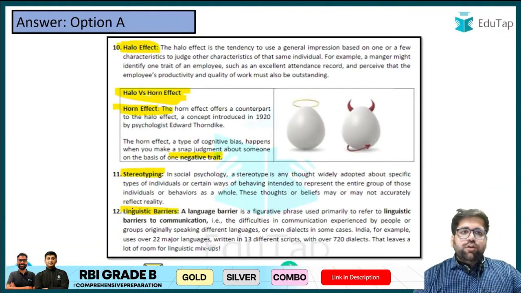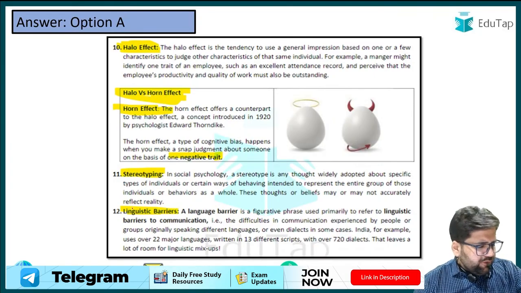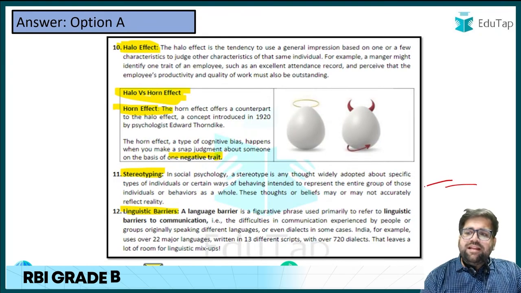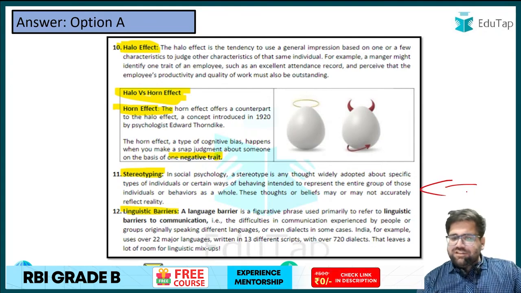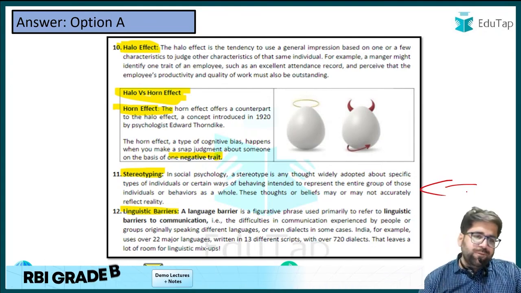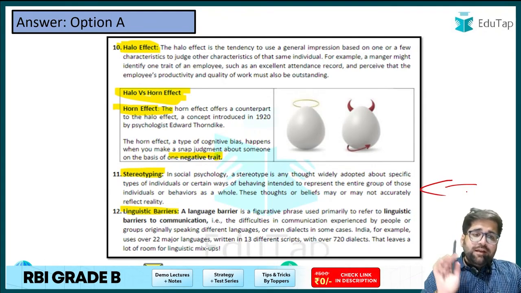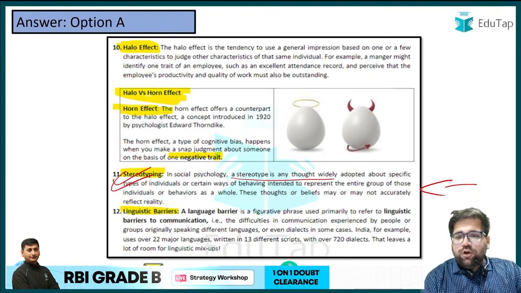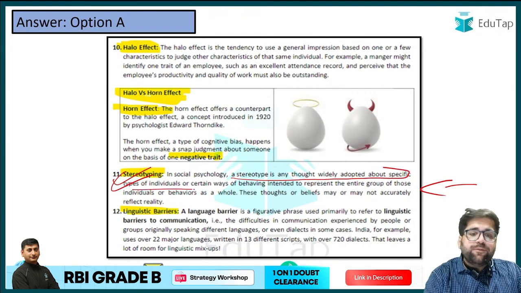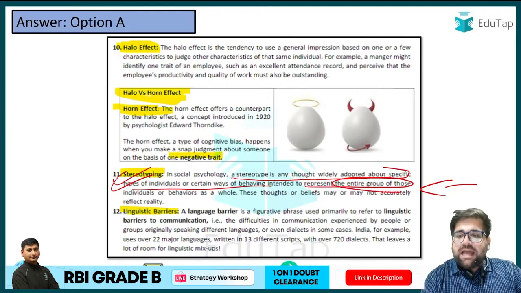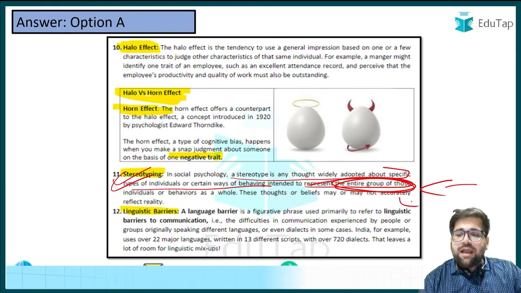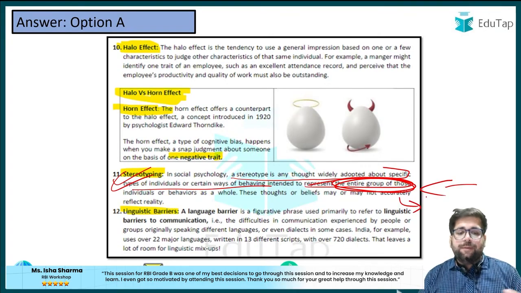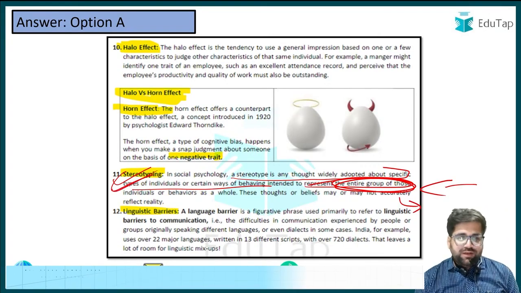Again, the correct answer is option A. I can see that maximum of you have given the right answer. So kudos to all those who are giving the right answer. And again, this is a screenshot which I have directly taken from your concept notes. If you see, stereotyping has been clearly defined in your notes: stereotyping is any thought that is widely adopted about specific types of individuals or behaviors, representing the entire group of those. In our example we have taken the entire group as South Indian people. They eat too much rice. So this is an example which is directly given in your concept notes as well.